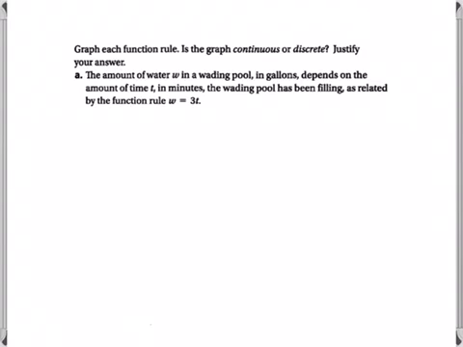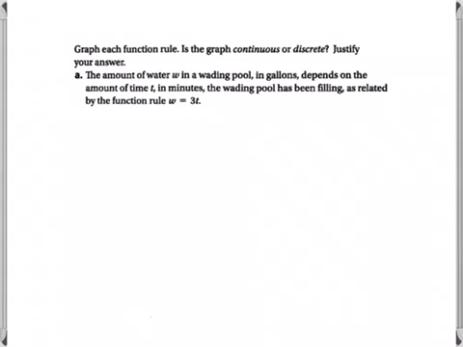So in this, they ask us to graph each rule and determine if the graph is continuous or discrete and justify our answers. We actually don't have to graph these to give our answers. So let's just read the situation and see what happens. The amount of water, W, in a wading pool in gallons depends on the amount of time in minutes the wading pool has been filling, as related by the function rule W equals 3t.